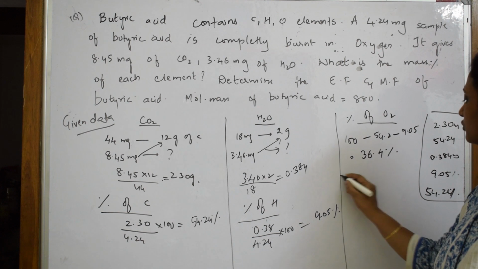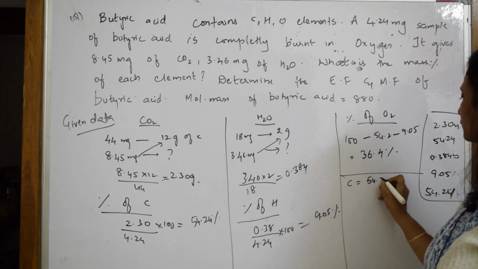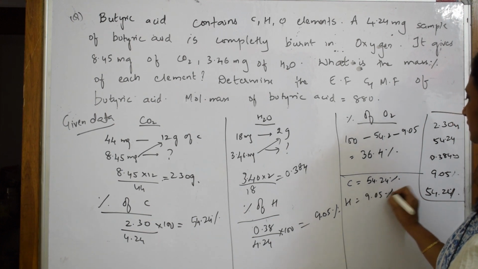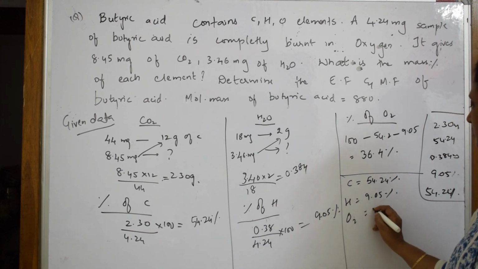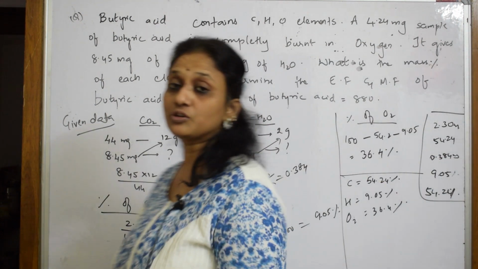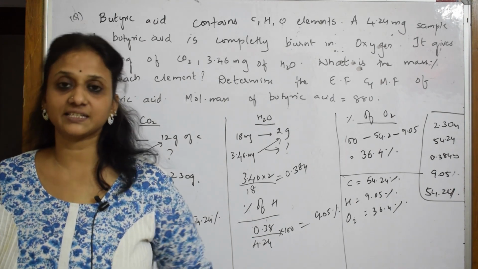So finally I've got three compositions. Carbon is 54.24, hydrogen 9.05, then your oxygen 36.4 percentage. Now with this data, I need to calculate the molecular formula. Before that, I need to calculate the empirical formula. Let's come back and do that.